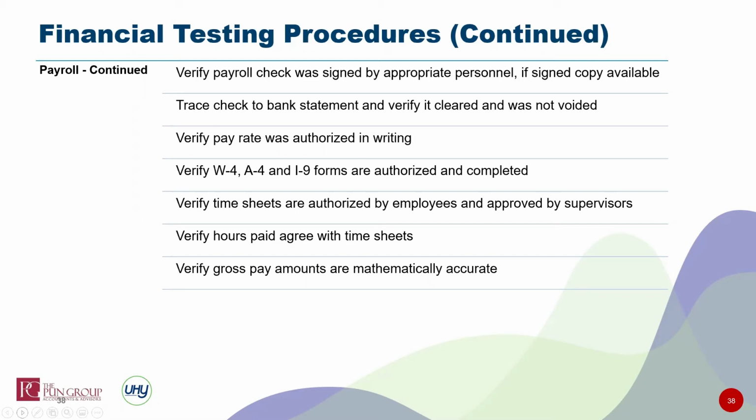Verify timesheets are authorized by employees and approved by their supervisor. Look at hours if they're hourly, and look at gross pay and make sure that that, as well as any related benefits charged to the grant, are accurate.